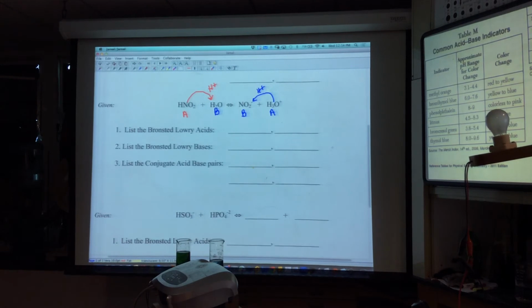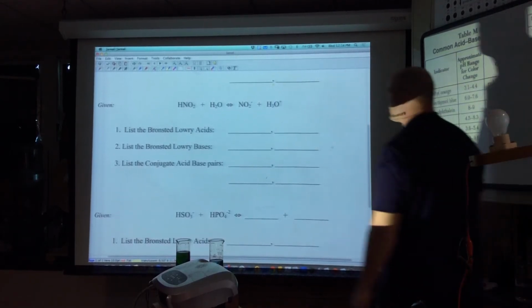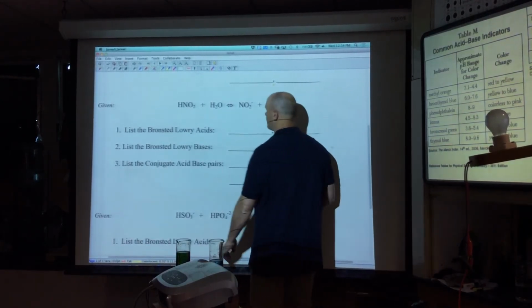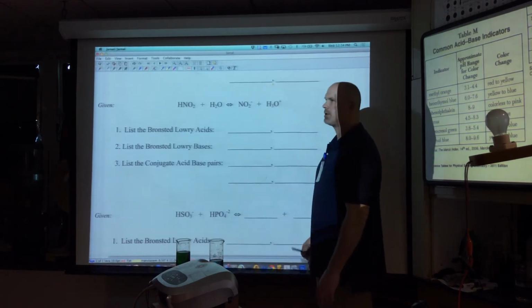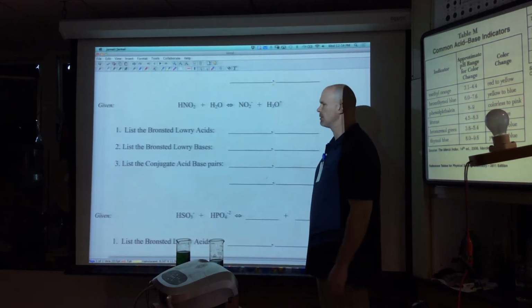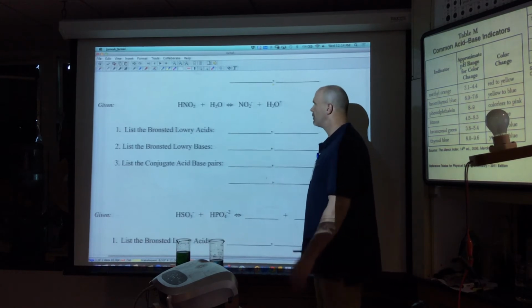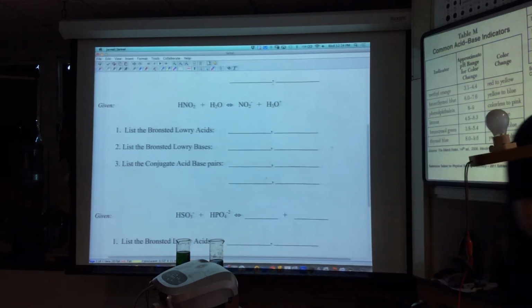When I erased that, kind of gave it away, didn't I? Okay. I want you guys to try this one. You didn't memorize what I just put. Who is the acid? Who's the base on both sides? We did this one together, so I kind of gave it away.